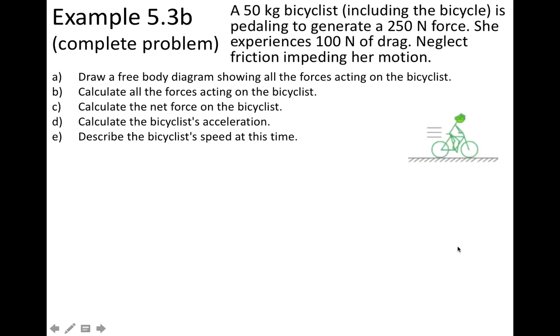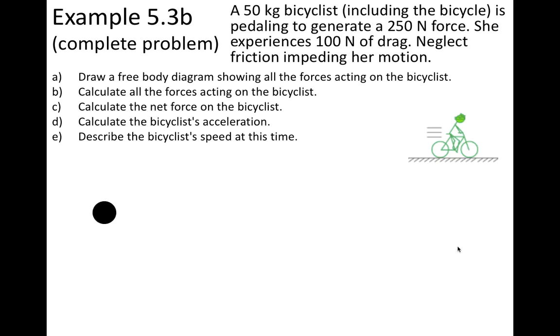Let's try another example. Here we have a 50 kilogram bicyclist, and that 50 kilograms includes the person and the bicycle, is pedaling to generate a 250 Newton force. She's experiencing 100 Newtons of drag, and we're told to neglect the friction impeding her motion. So part A wants us to draw a free body diagram showing all the forces on the bicyclist.